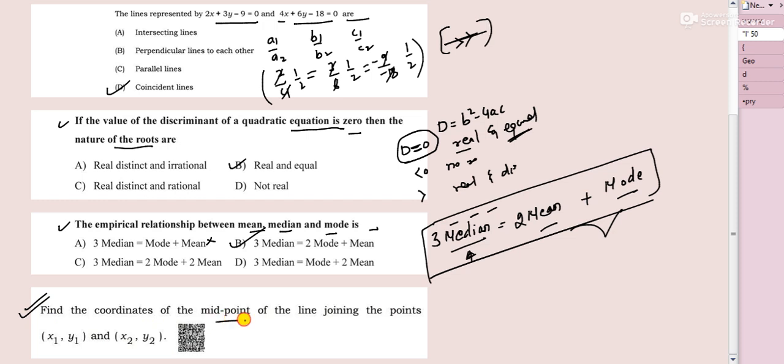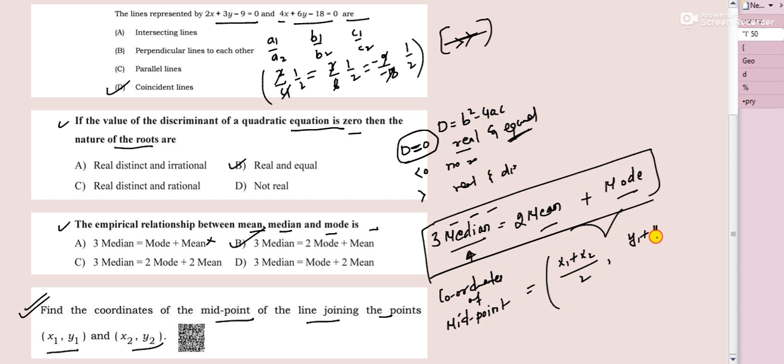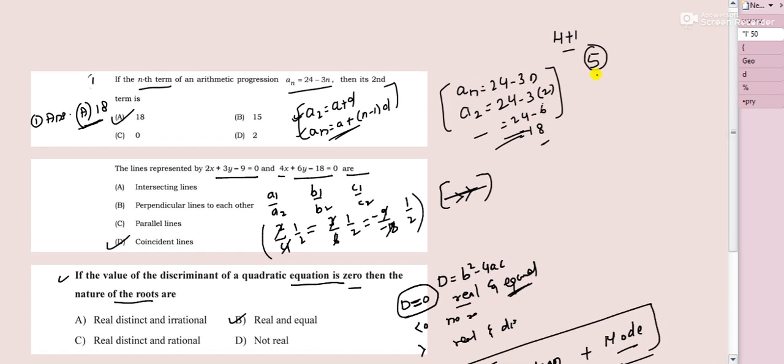Find the coordinates of midpoint of the line joining the points x1 comma y1 and x2 comma y2. So coordinates of midpoint is equal to x1 plus x2 by 2 comma y1 plus y2 by 2. If you write this formula, that's more than enough. You will get full marks. So see how easily we can score 5 marks in your final exam, right?